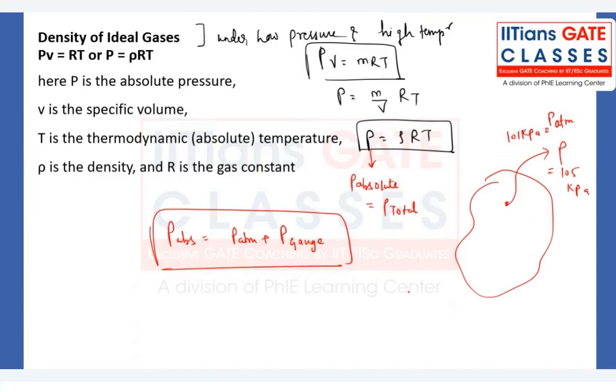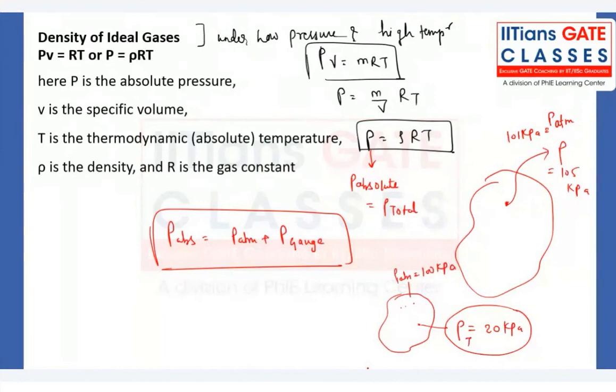But at any particular location, let's say in a vacuum space, the pressure is coming as, let's say, 20 kilopascal. Then what will you say? At that location, the atmospheric pressure might be 100 kilopascal, for example, but it is showing the total pressure as 20 kilopascal. Then what could have been the situation there? Whether there has been a vacuum or what?